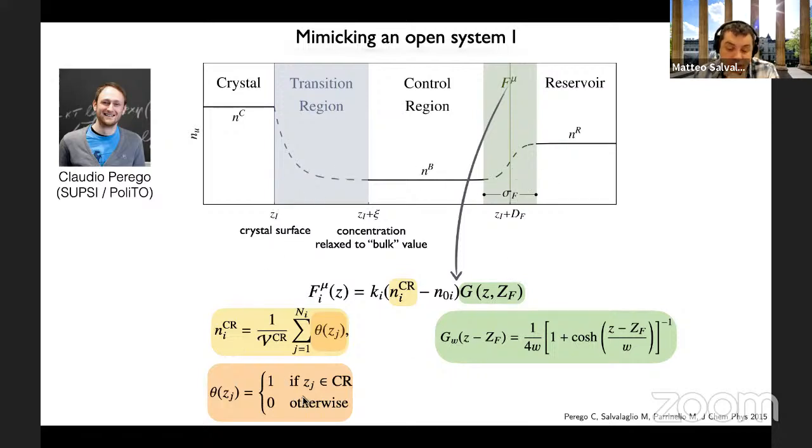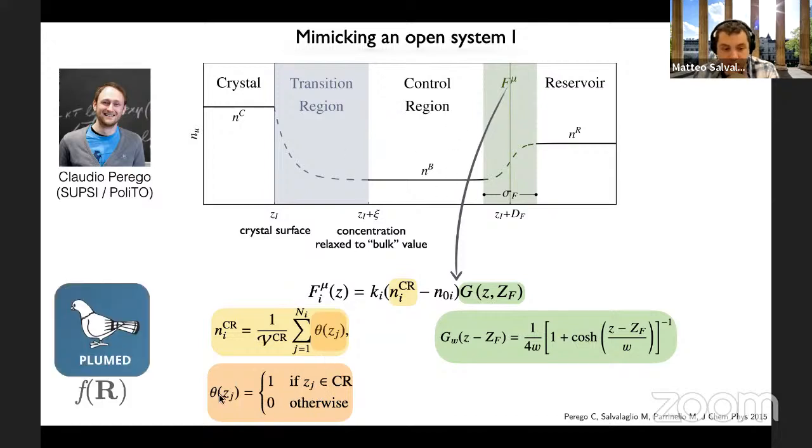And this function is a switching function that tends to 1 if the position of a certain atom is within this region, and it's 0 otherwise. So essentially here we are exploiting the ability of PLUMED, or facilitating the application of forces as a function of the Cartesian coordinates that characterize the system, to apply a force that has the physical meaning essentially of maintaining constant the composition in a region that models the bulk for our system.